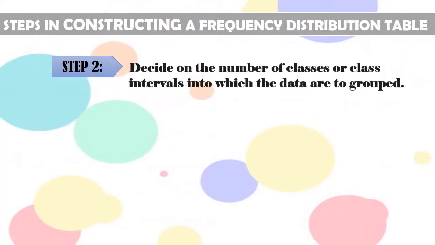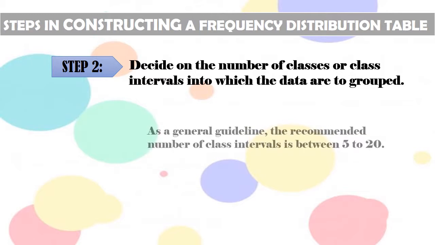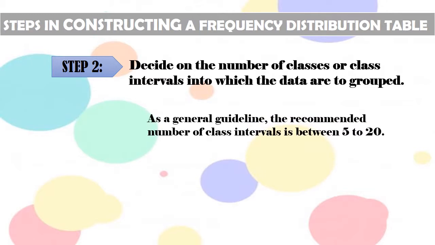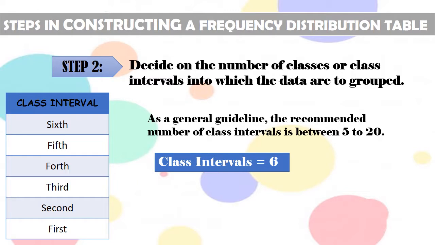Step 2. Decide the number of classes or class intervals into which the data are to be grouped. The number of class intervals is arbitrarily chosen depending on the size and range of the data. As a general guideline, the recommended number of class intervals is between 5 to 20. So, for this example, we choose 6 as our class intervals. So, the first column of our table is class interval having 6 rows below, wherein the first class interval is on the bottom.